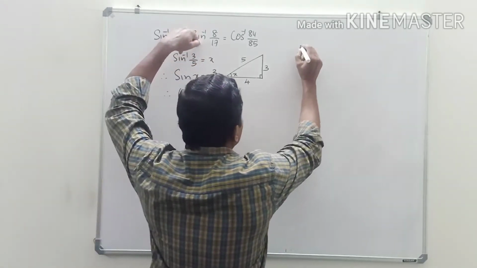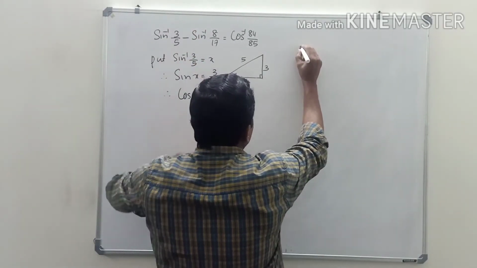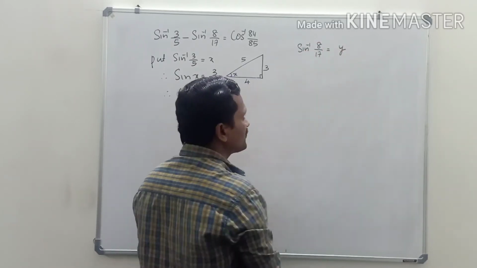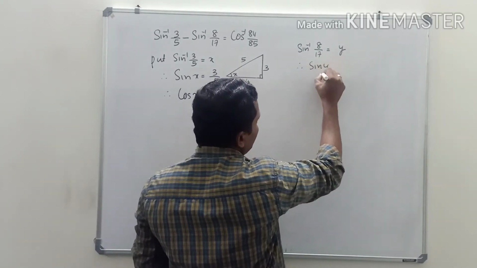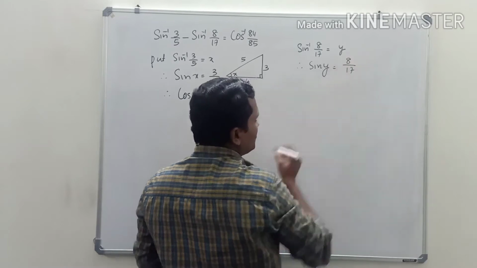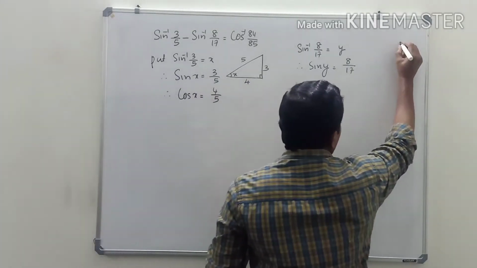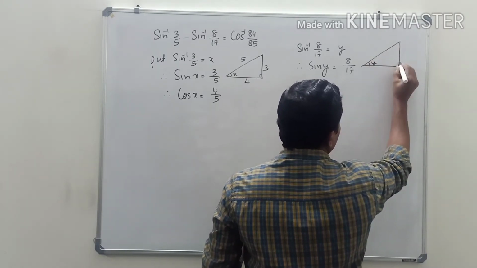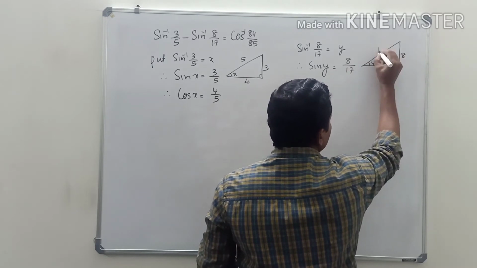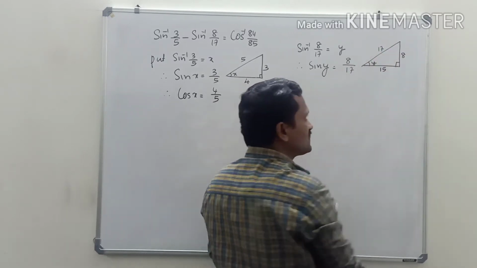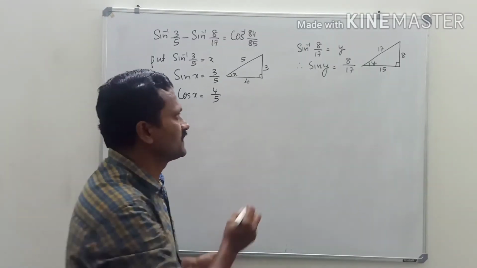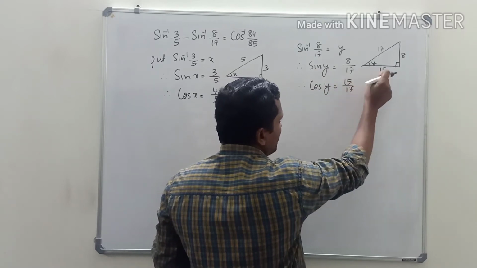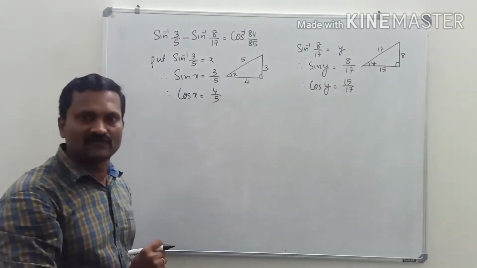Second one, sine inverse 8 by 17, take it as y, that is sine inverse 8 by 17 equal to y. Therefore, sine y equal to 8 by 17. Again, draw the right triangle, and this angle is taken as y. Sine means opposite by hypotenuse. Using Pythagoras theorem, the third side is 15. Therefore, cos y equals adjacent by hypotenuse, that is 15 by 17.